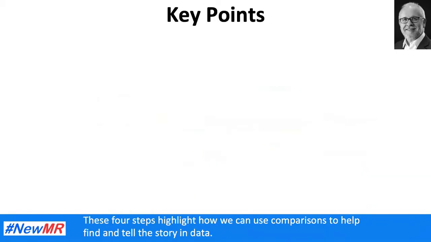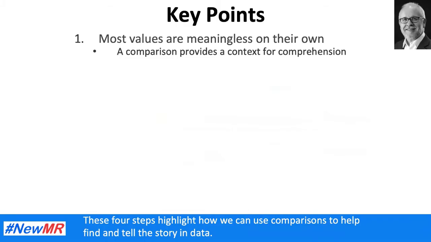So let's think about the key points in using comparisons in that way. Most values, most numbers are meaningless on their own. You scored a 7 on satisfaction. Well, you need to know whether that's a good score or a bad score. I have finished 10th in races, and actually it wasn't that good because there were only 11 people in my age category. I have finished 1,000th in races, and actually that was quite good because there were 14,000 people in the race. So we need the context for the number so that we can get some comprehension around that number.